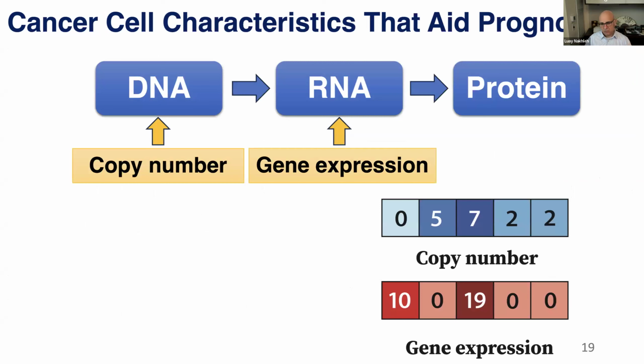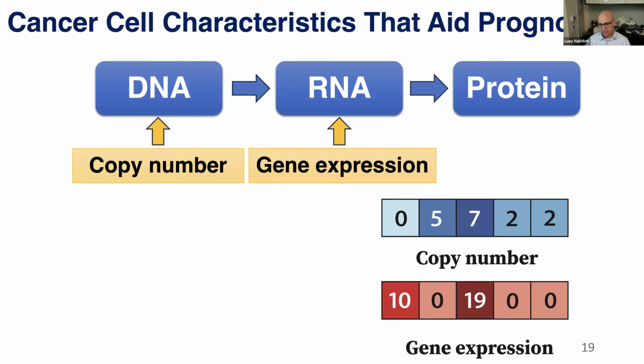Okay. So from this slide, the main point here is just for you to keep in mind that when I talk about DNA and RNA here, I'm talking about every cell being represented by 2 vectors. We have the blue vector, which is the copy numbers. This is at the DNA level. So here, 0, 5, 7, 2, 2. Imagine we partitioned the genome into 5 bins. On the first bin, we have 0 copies. On the second bin, we have 5 copies of that gene or that genomic locus, 7 copies, and so on.